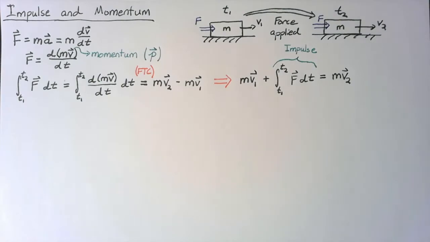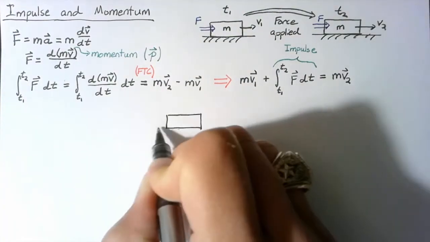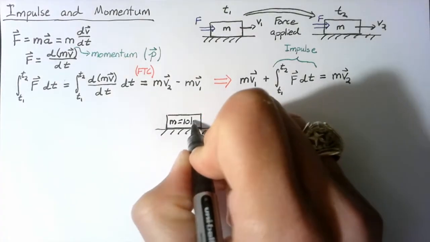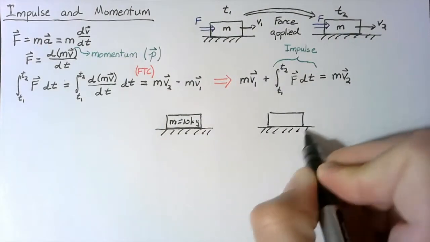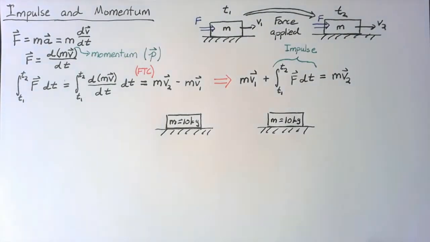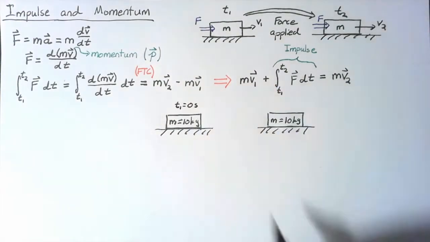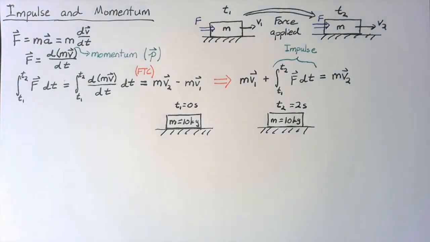So to illustrate this, let's look at an example. We're again going to have these objects, and I'm going to simplify it again just to one dimension. So let's say that this object has a mass of 10 kilograms, and that's not going to change. And then we're going to look at two separate times again. So our time 1, I'm just going to give this a value of 0 seconds. And I'm going to say that time 2 is just 2 seconds later.